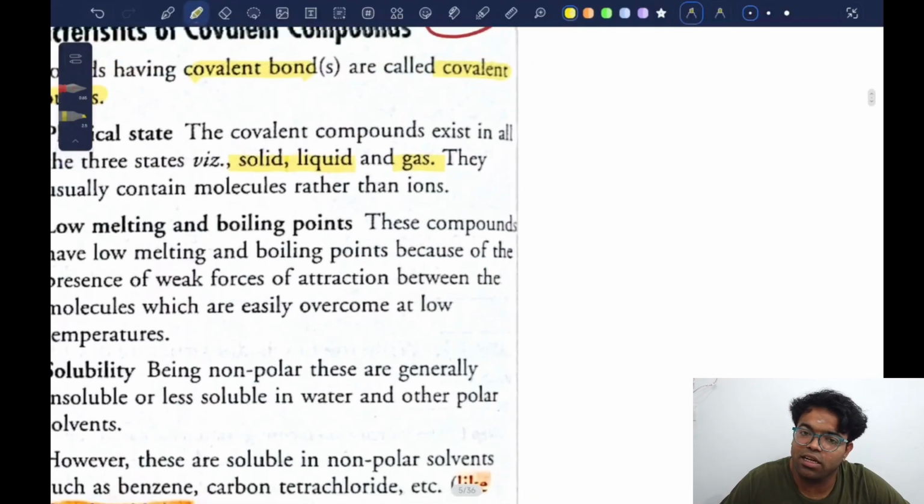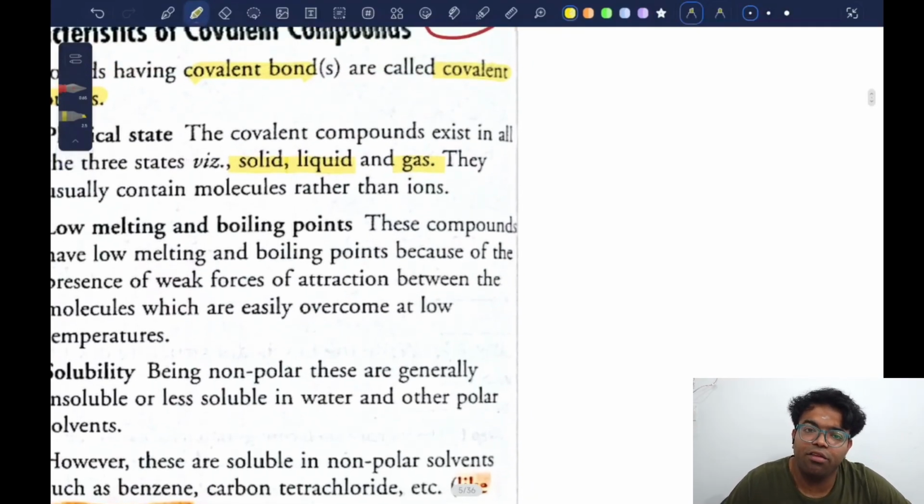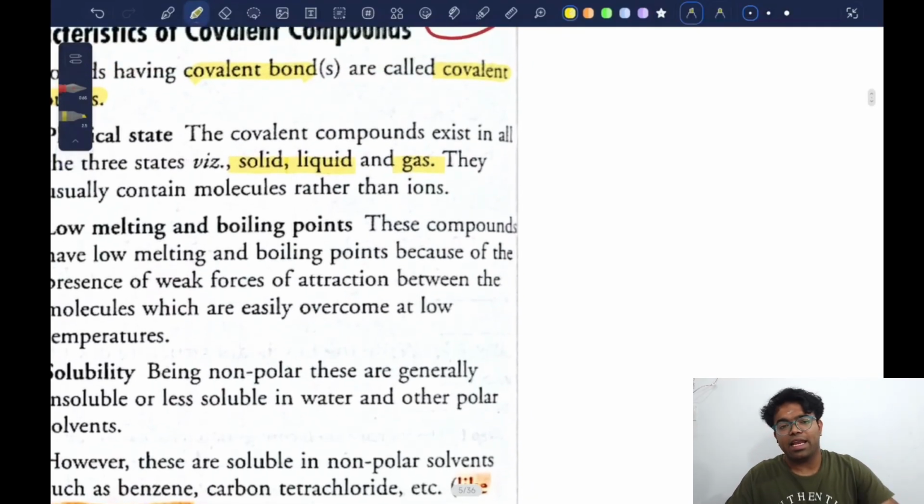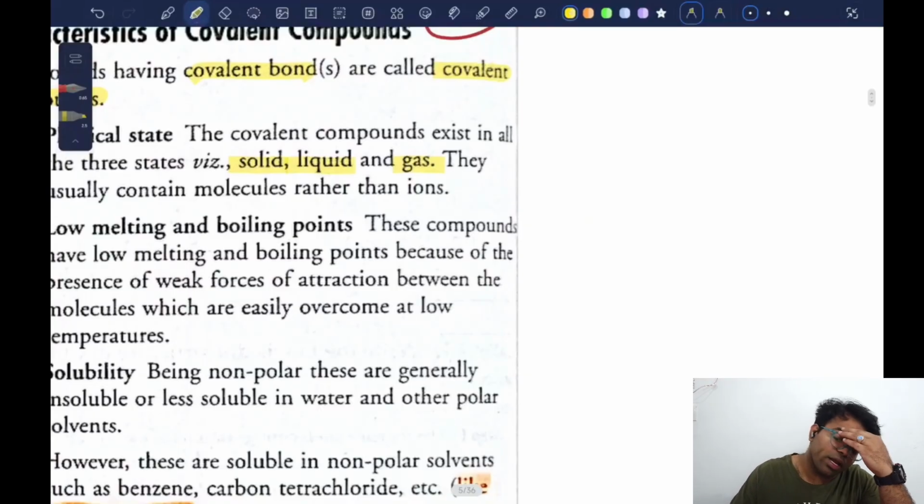Solid state examples are that of carbon. Carbon in the form of diamond and graphite can exist in the solid state. Similarly, for a liquid state, you have bromine liquid, right? Bromine is a liquid. H2O is a liquid. It's a covalent compound. And similarly, for gases, we have hydrogen gas, chlorine gas, and oxygen gas. All of these are gases.